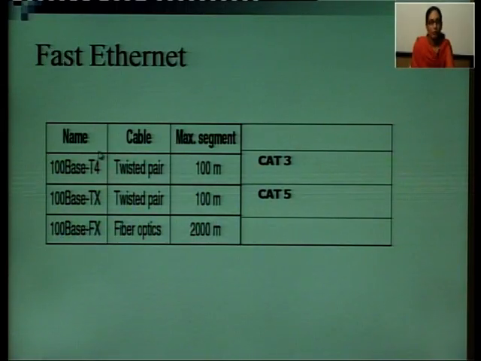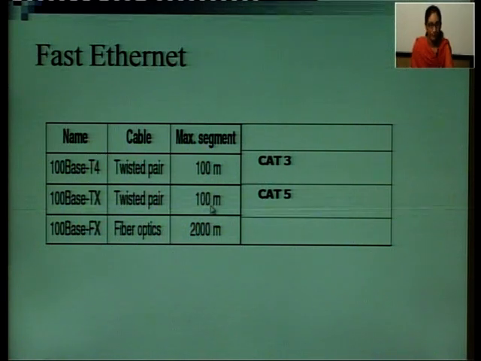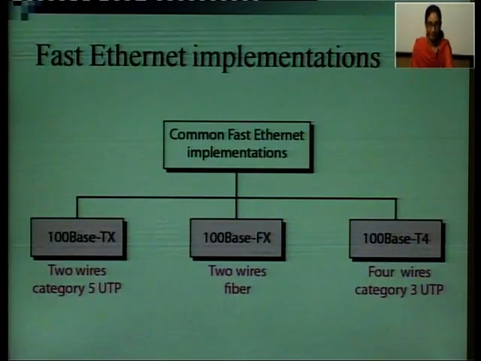This is the table of fast Ethernet implementations. First is 100Base-T4, and the cable is twisted pair. The approximate maximum segment is 100 meters. Next is 100Base-TX, which is also twisted pair, and the approximate maximum segment is 100 meters. Next is 100Base-FX, fiber optic type, and the approximate maximum segment is 2000 meters.